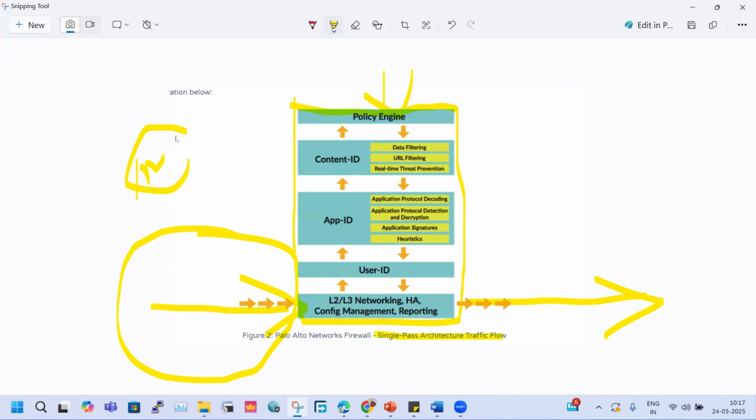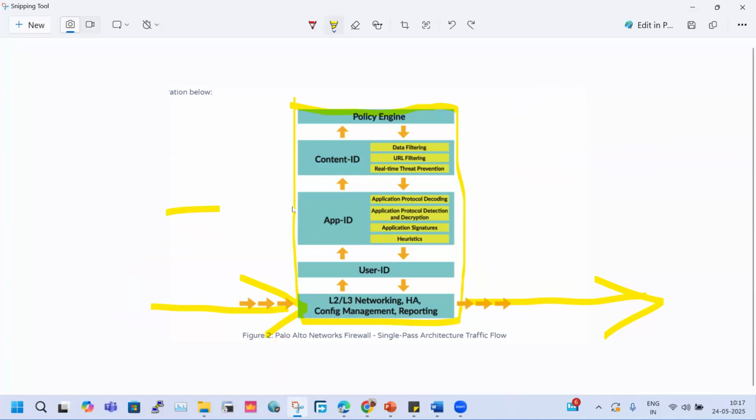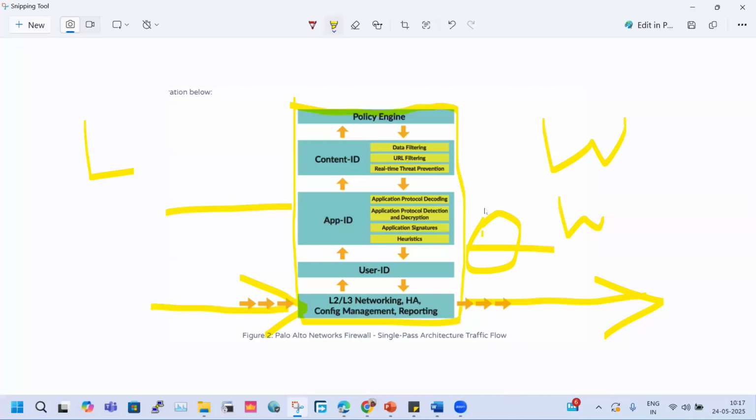Correct? Yes, you can say that, but it is not completely right. Outbound means you are making a connection to the outside, and inbound means you are receiving the connection. Whenever traffic is received by the firewall, this is known as ingress, and whenever it forwards the traffic, it is known as egress, whether it is LAN or WAN. Once it is received, it is ingress.